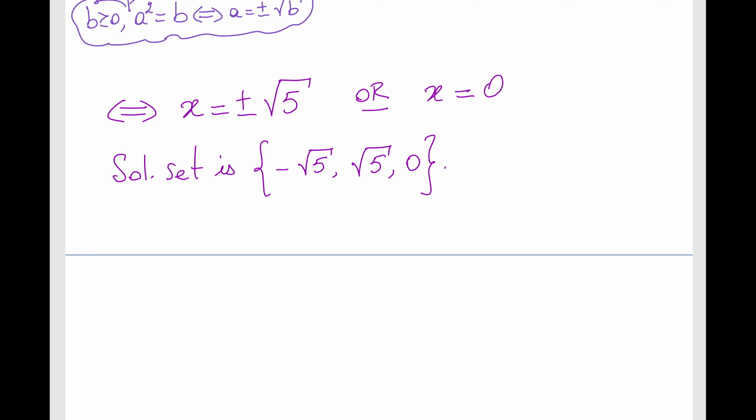Let's do number 22. So the problem reads as follows. 20 times x to power negative 2 plus 9 times x to power negative 1 plus 1 equals 0.